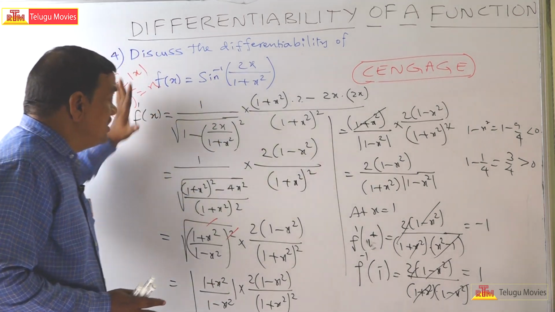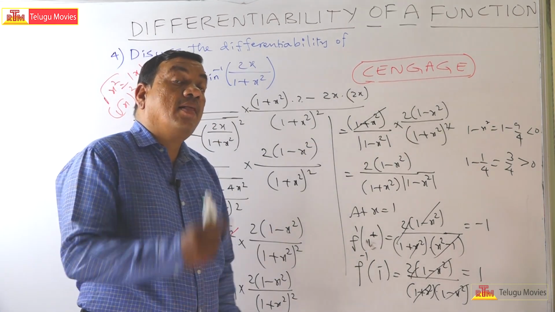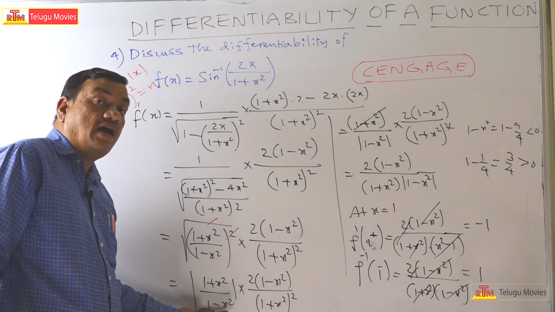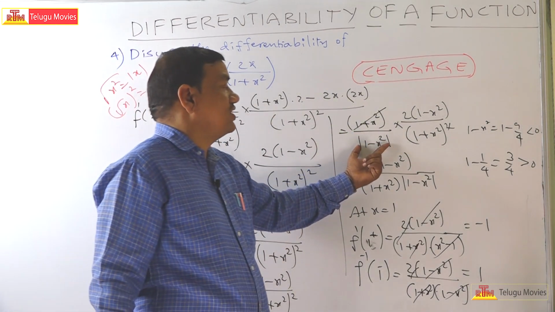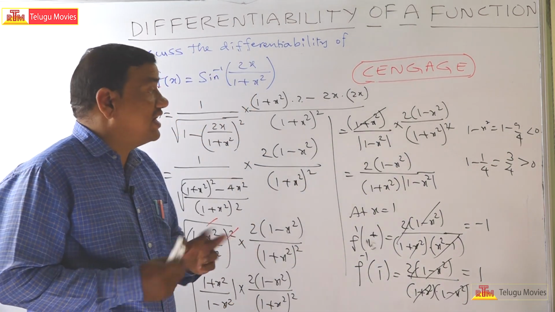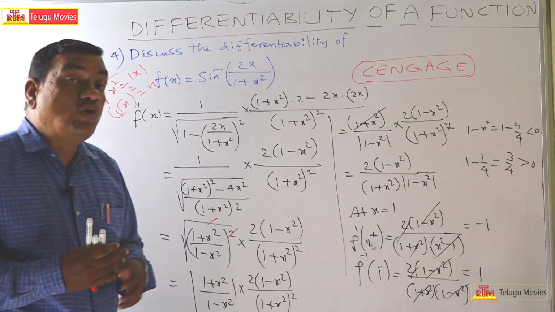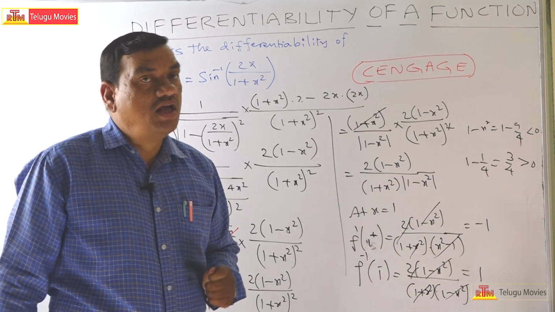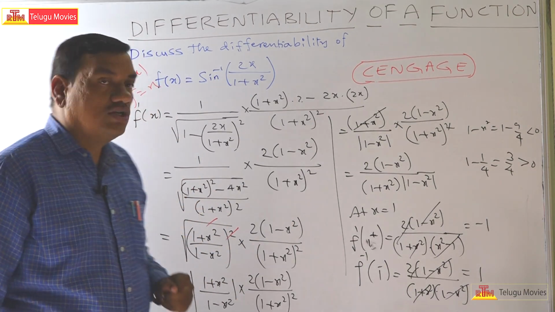Understand this? Like this also you can approach, but you have to be careful that you write the modulus symbol here. If you don't write the modulus symbol, both sides will give the same answer, and the conclusion will lead to it being differentiable at x is equal to 1. Okay, now I hope that you understand this solution.